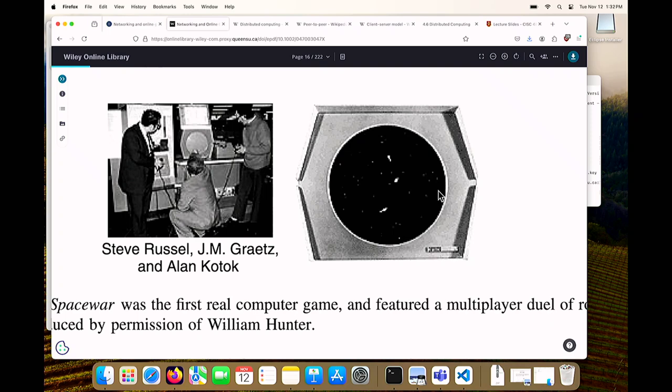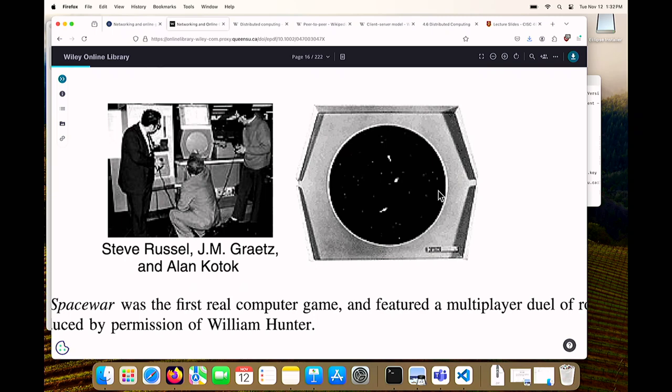This computer doesn't have a keyboard. You'd interact with it via what's called punch cards. You'd have a piece of paper that you'd punch holes into, and that's how you fed information into the computer. Instead, they have a bunch of switches on the front of this computer, physical switches that you would turn on and off. That's how you would control this game.